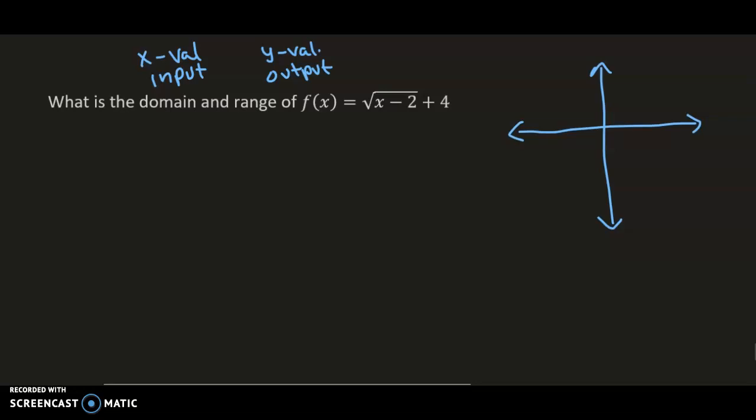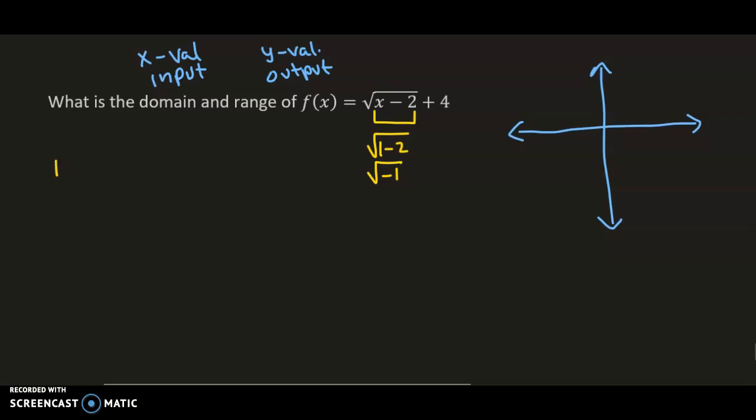So where would this function have restrictions? So you should think under the radical. So what doesn't it like under the radical? It doesn't like negative numbers. So negative numbers happen when x is less than 2. So like 1, for example. If you did 1 minus 2 under the radical, that's square root of negative 1. That's a problem.